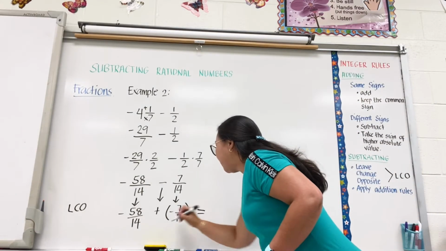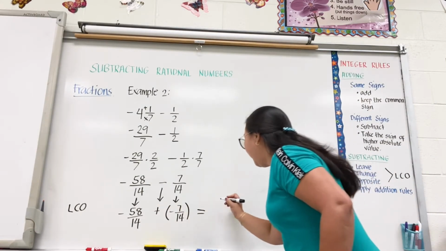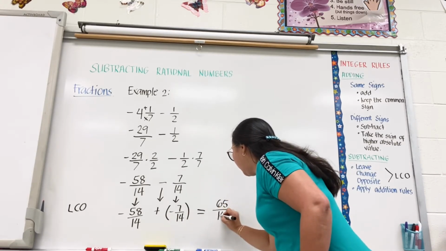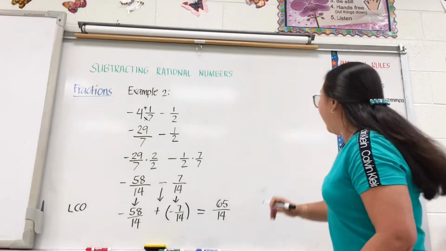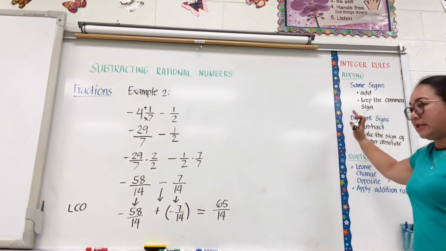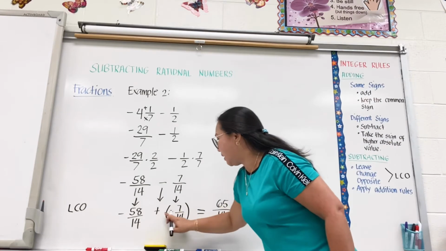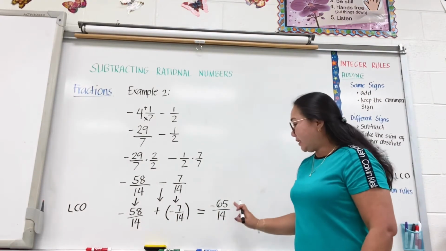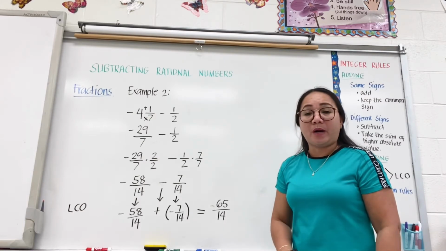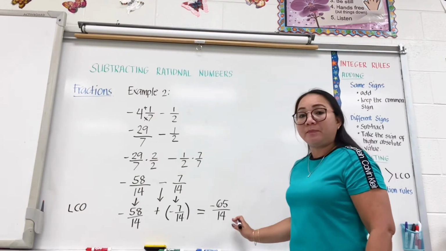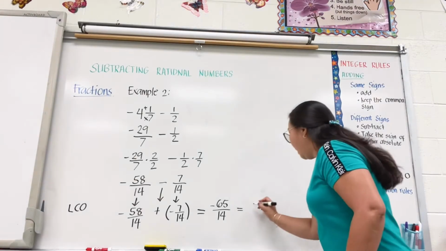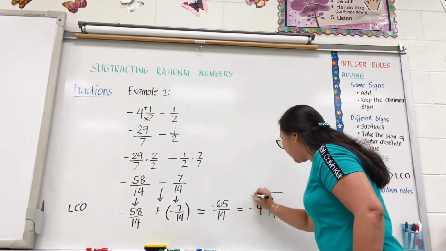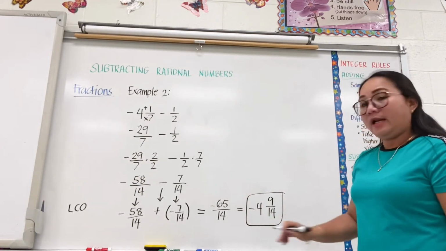So here, 58 plus 7 is 65. Keep your denominator, which is 14. And then it says, keep the common sign. So the common sign is negative. So you have to keep negative sign. -65/14 is improper fraction. So you have to simplify your answer. -4 and 9/14. So this is your final answer.